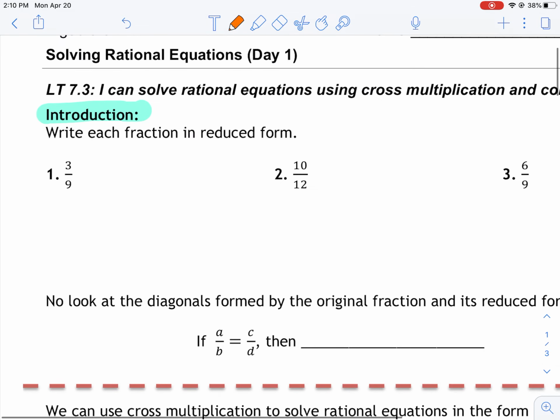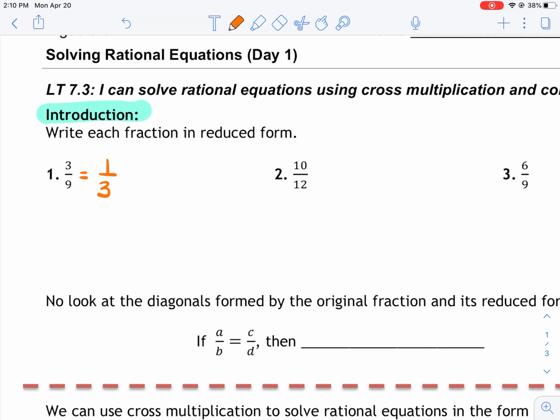So to reduce 3 over 9, we look for a common factor. So 3 and 9 are both divisible by 3. And so we divide the top and bottom by 3. 3 divided by 3 is 1, and 9 divided by 3 is 3. And so we know that 3 9ths equals 1/3.